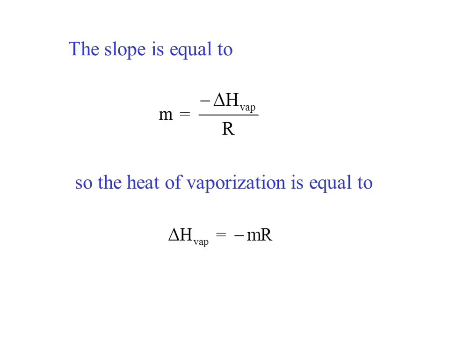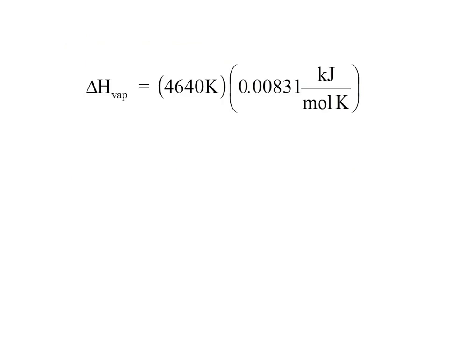We're going to plug in the slope, and we're going to plug in the R value, and voila, with its units. So here we go. You see the slope, 4,640 Kelvin. The value of R, 0.00831. Units of R, kilojoules per mole Kelvin. So do you see where the units of Kelvin cancel? I love factor label. And the units that we're left with are kilojoules per mole.